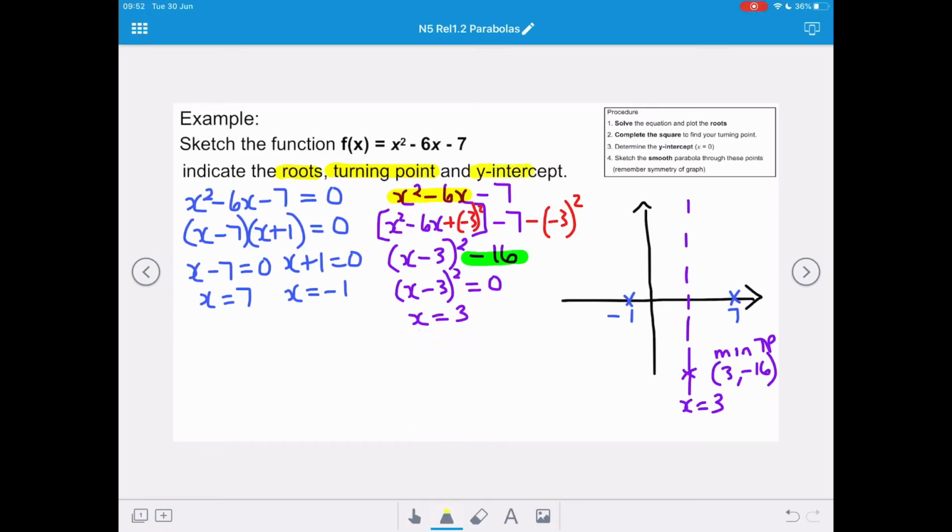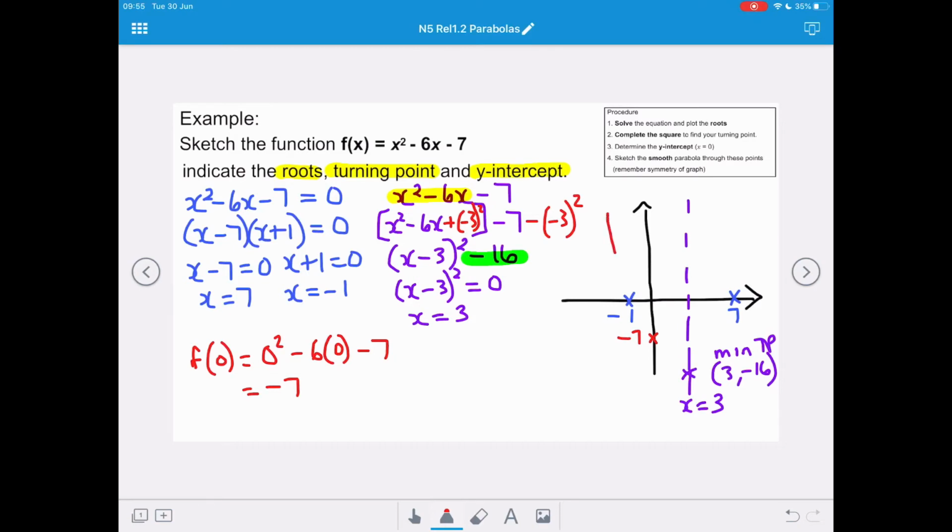So next we want to work out the y-intercept. So that's when x equals 0. So the value of f of 0 is going to be 0 squared minus 6 times 0 minus 7, giving us a value of negative 7. And we're going to plot that onto our Cartesian grid at (0, negative 7).